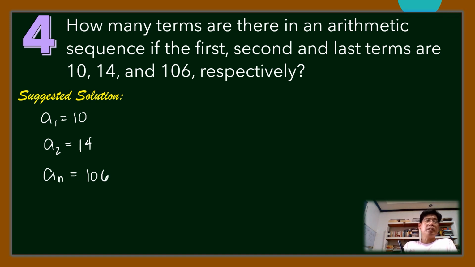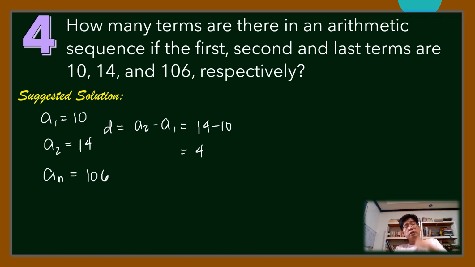Let us use the formula for the nth term of an arithmetic sequence. Since we're given the first term and the second term, and this is already known to be an arithmetic sequence, then we can get the common difference to be a sub 2 minus a sub 1, that is 14 minus 10, then the common difference is 4. So let us substitute a sub 1, a sub n, and the common difference to the formula for us to be able to get the value of n.